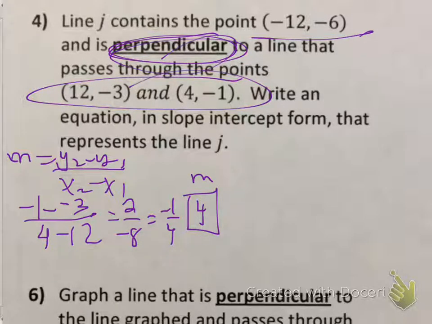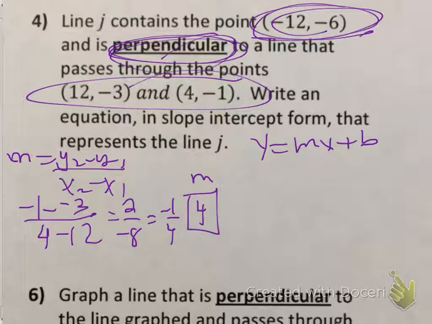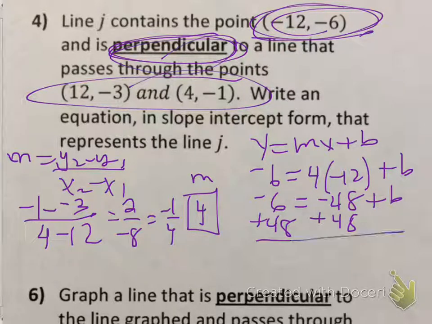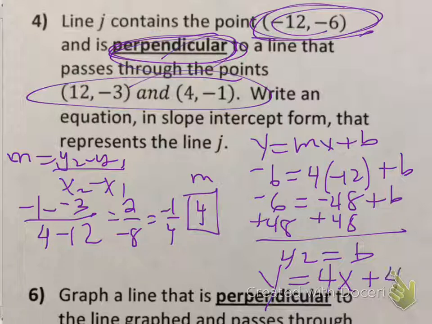Then I'm going to substitute into my y equals mx plus b formula with my ordered pair up here. So negative 6 equals 4 times negative 12 plus b. Negative 6 equals negative 48 plus b. Add the 48 to the other side. I get 42 equals b. So my equation with my slope is y equals 4x plus 42.